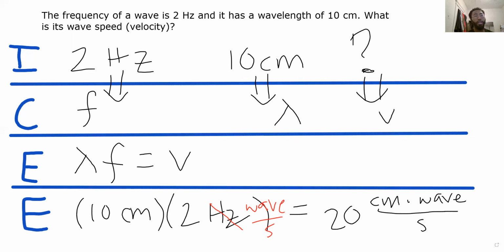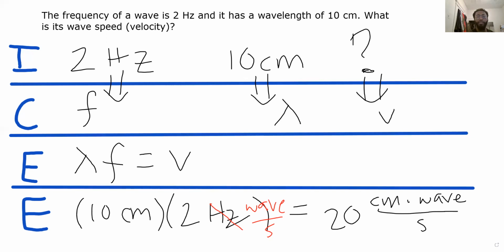Now this is almost good. The last thing we want to do for this problem is erase where we put wave, because remember, we changed hertz to wave per second. And we put wave there just to give us a clear understanding of what hertz is, but wave is not actually a unit that we're using.